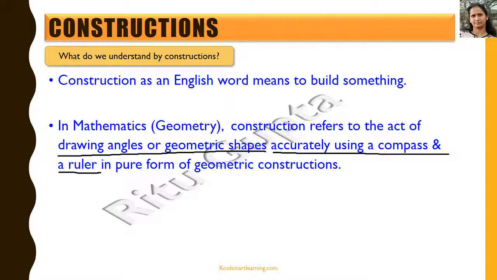In the initial phases of learning constructions, sometimes there are certain angles to be drawn, like 32 degrees or 10 degrees, which cannot be drawn using just a compass and ruler. So a protractor is also allowed in those cases, but as a general rule, a protractor is not allowed in constructions.